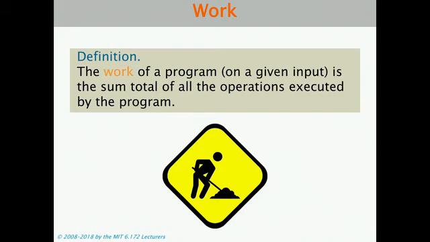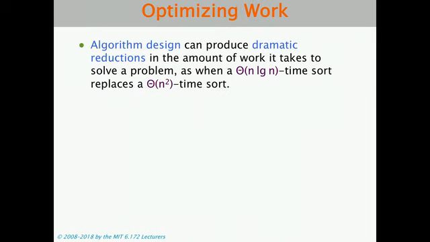So, in terms of computer programming, there's actually a formal definition of work. The work of a program on a particular input is defined to be the sum total of all of the operations executed by the program. So it's basically a gross measure of how much stuff the program needs to do. And the idea of optimizing work is to reduce the amount of stuff that the program needs to do in order to improve the running time of your program, improve its performance.